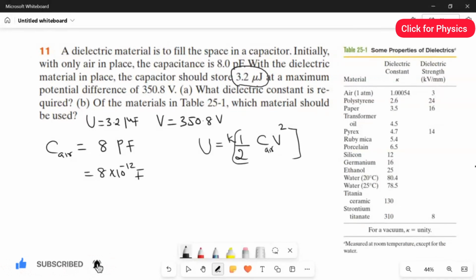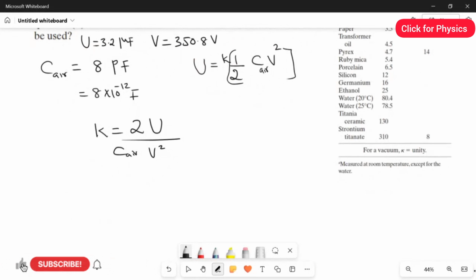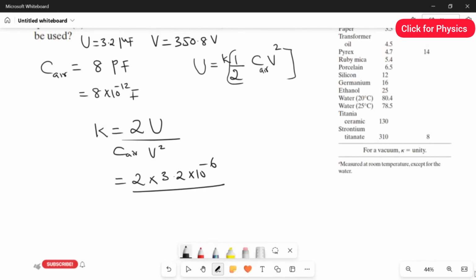If you rearrange this equation in terms of K, you get K equal to 2 multiplied by the energy stored, divided by the capacitance in air multiplied by the potential square. Now I am going to substitute the values. 2 multiplied by the energy stored, 3.2 times 10 power minus 6, divided by the capacitance in air, 8 times 10 power minus 12, multiplied by the maximum potential, 350.8 volt, which has to be squared.